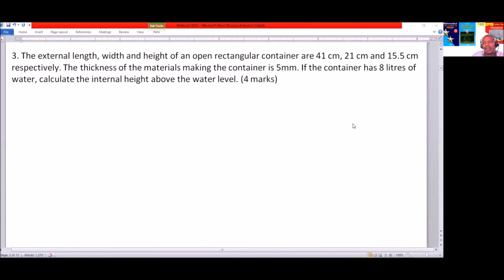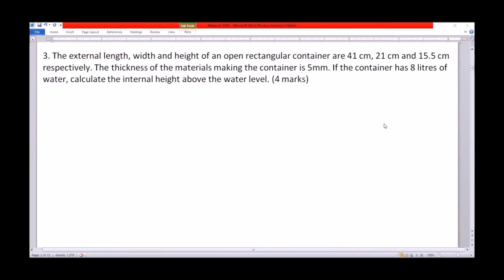So this is question number 3, which says like this. Let me hide this. Okay, the question says, number 3, the external length, width, and height of an open rectangular container are 41 centimeter, 21 centimeter, and 15.5 centimeter, respectively. The thickness of the material making the container is 5 millimeters. If the container has 8 liters of water, calculate the internal height above the water level.